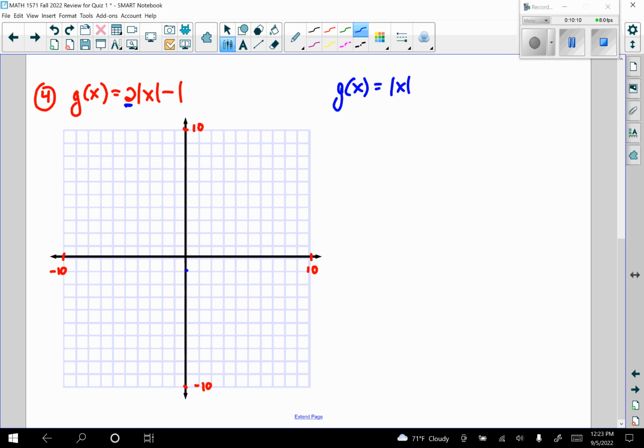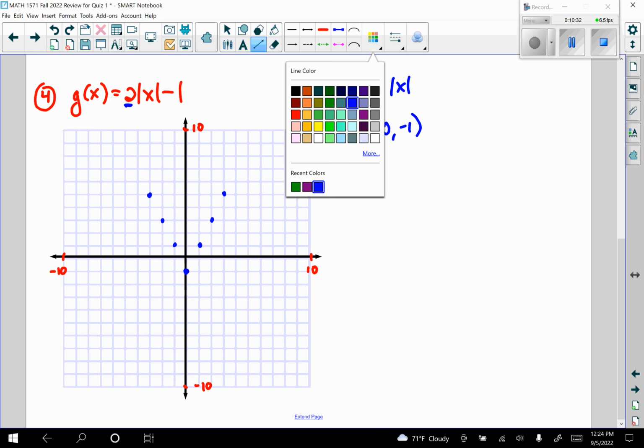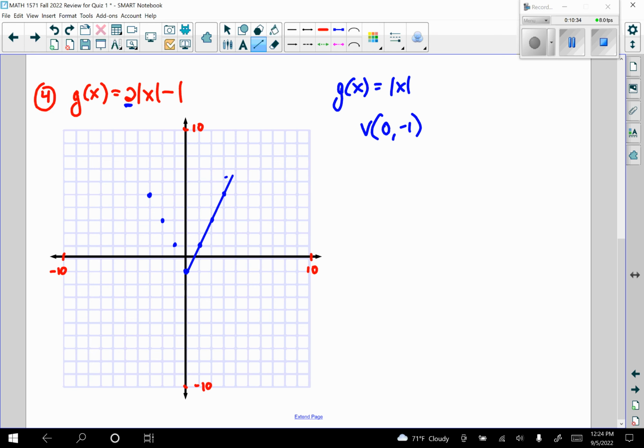So I'm going to start here. My y-intercept, or my vertex, is going to be, there's nothing inside here, so it's going to be at (0, -1). But how I count, because there's a 2 out in front, I'm counting up 2, over 1 to the right each time as I go off to the right, and then up 2, over 1 to the left to get that V shape. So there is our graph of g of x.